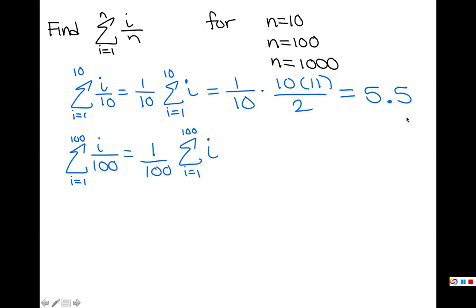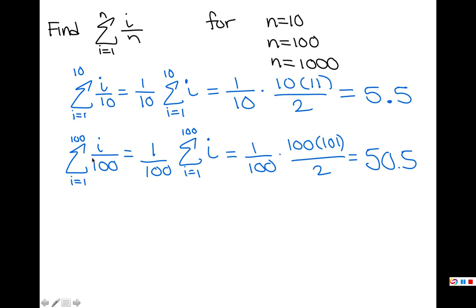We could do the same thing for 100. Replace the n with 100. So now we have the sum from i equals 1 to 100 of i divided by 100. Pull the constant out front. Once again, this is a 1 over 100 times i. So 1 over 100 is my constant. Then use my formula. I have my constant, which is 1 over 100. And the formula I'm talking about is n plus 1 over 2. That gave me 50.5.